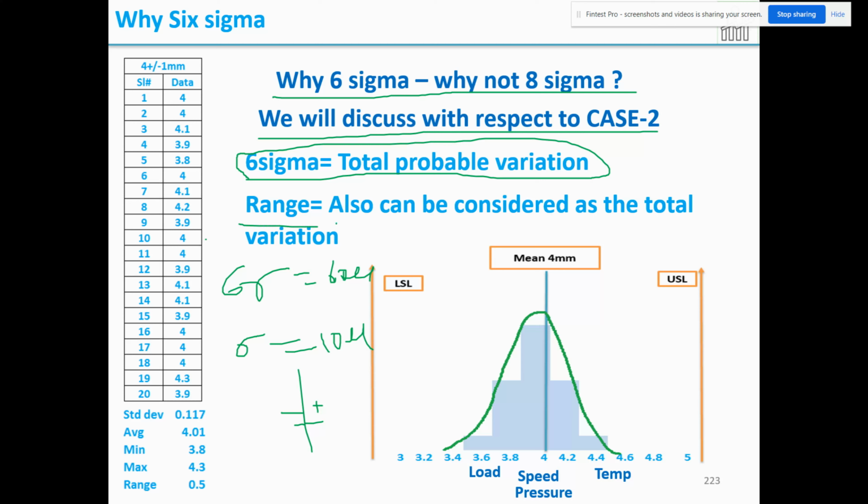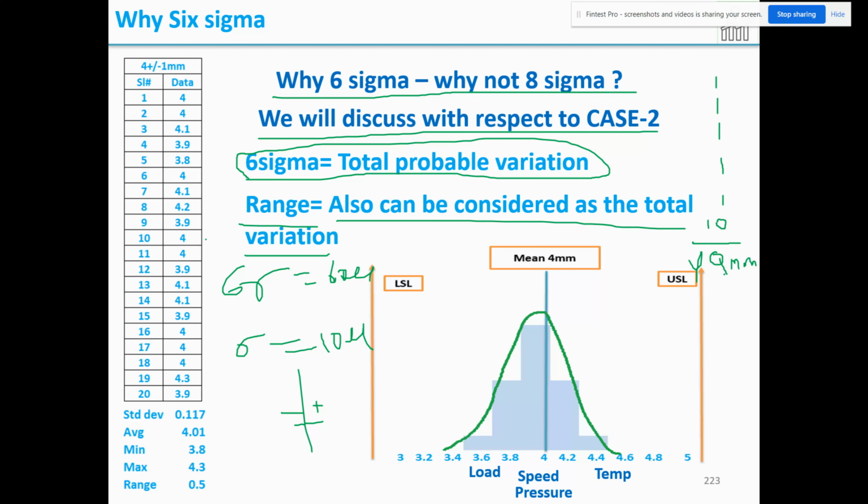So can range also be considered as a total variation? We cannot, because even if one data point has a higher value because of some special cause, the total range will increase. Say for example, your data is like this: 1 1 1 1 1. Suddenly, by a mistake, one is 10. Then it shows 10 minus 1, 9 variation. This is not okay as a total variation. Because of that, when you calculate sigma, it will not be 9. It will be very much less than that.